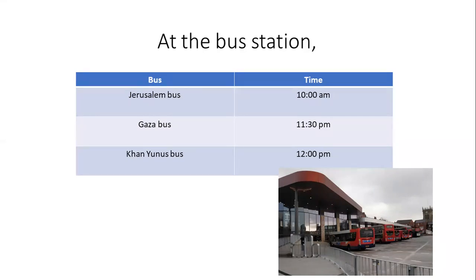If I go at 10 in the morning, I'm going to find the Jerusalem bus. If I go at 12 p.m., I'm going to find the Khan Yunis bus. So this is an official timetable.